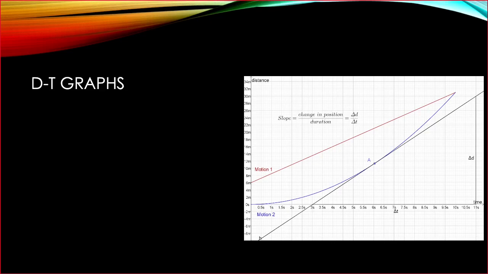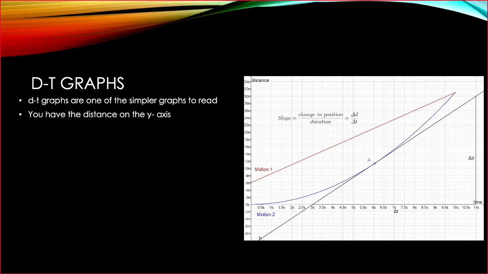And the DT graph is a graph of the distance traveled on the y-axis and the time taken on the x-axis. This is probably the easiest graph to understand because you have an intuition about how it works from your experiences in real life. And I already said we have the distance on the y-axis and we have the time on the x-axis.